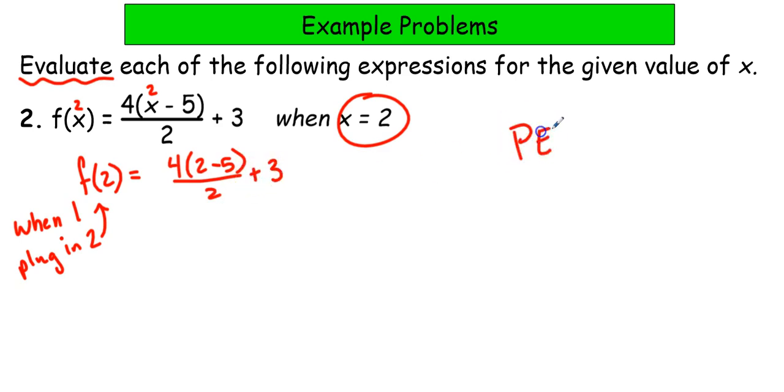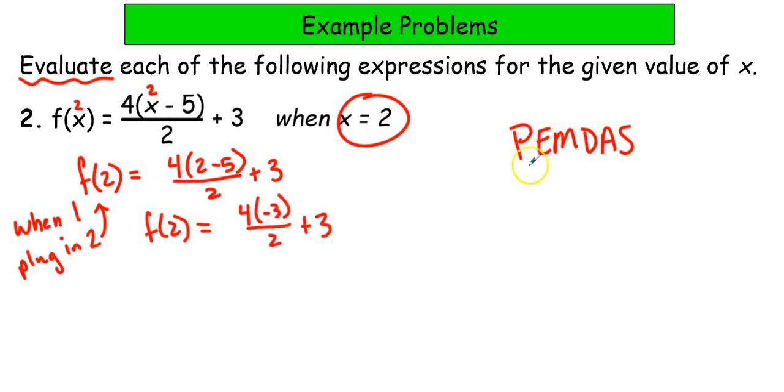Remember, we've got PEMDAS, so this is the order. So the first thing we're looking for is parentheses. I have parentheses in this one. It's 2 minus 5. So go ahead, and we know 2 minus 5 is equal to negative 3. And let's move on. Parentheses are taken care of. No exponents in this one, so we're good there. Looking for multiplication and division. So here we've got both. We've got multiplication and division.